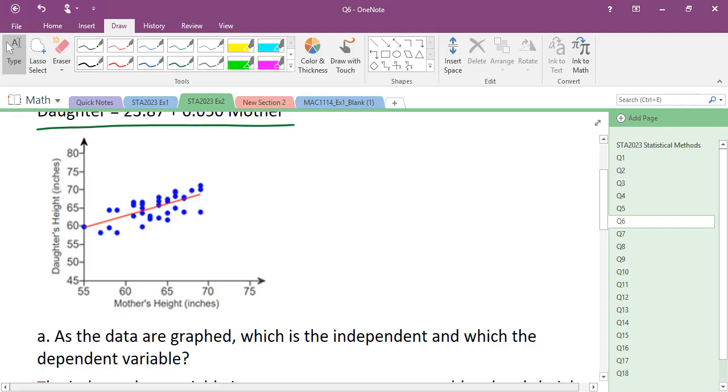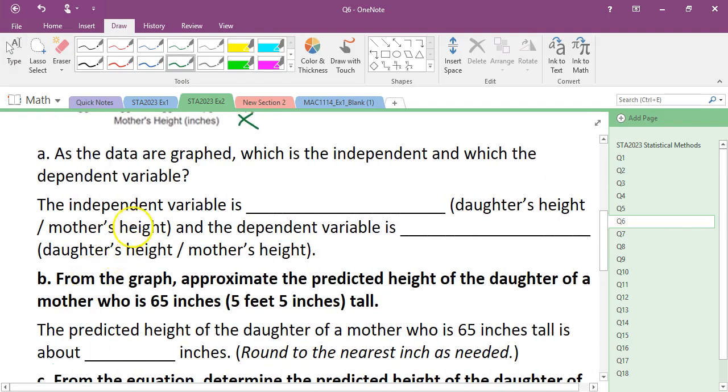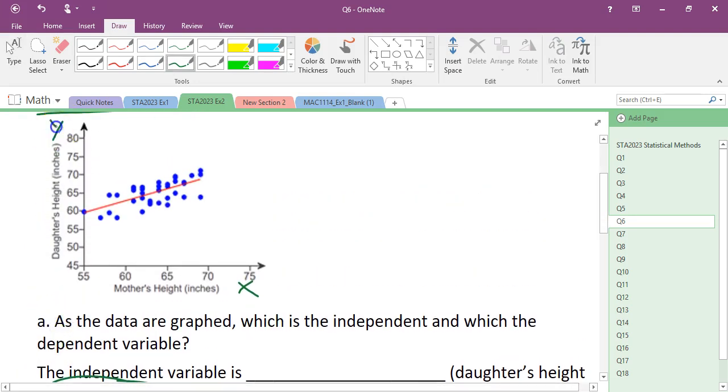That's right. Whoever's along this x-axis, that's your independent. So the mother's height is the independent. Then obviously that narrows it down for dependent. So dependent ends up being the daughter's height. And again, that makes sense because it's along the y-axis.